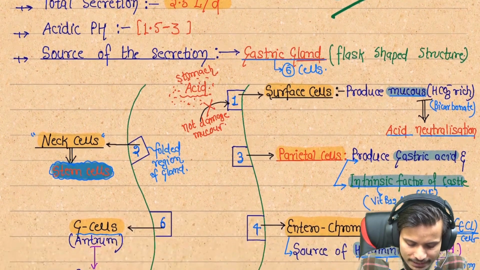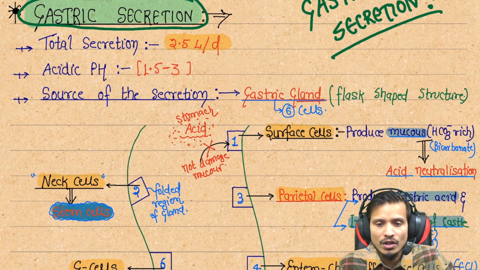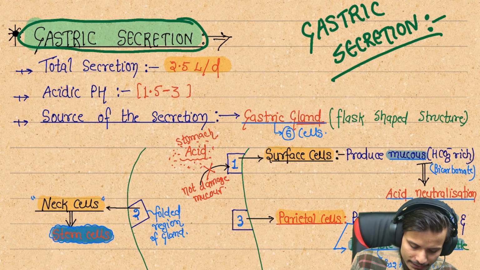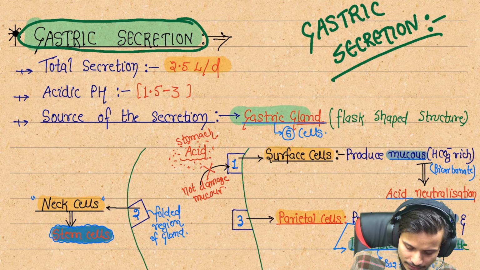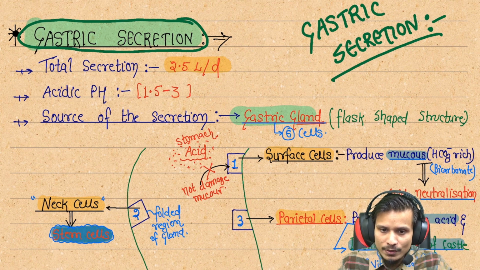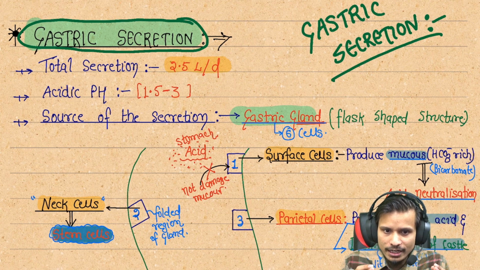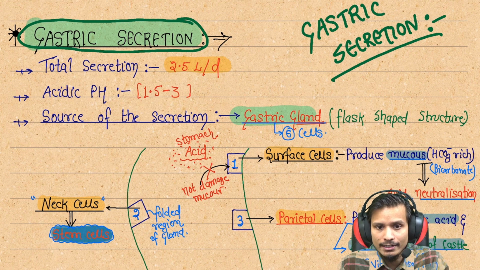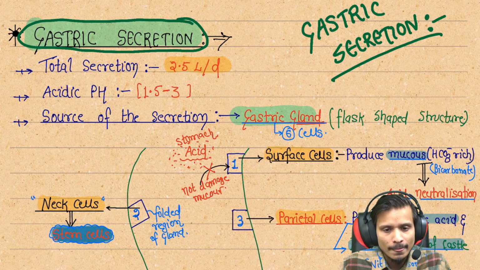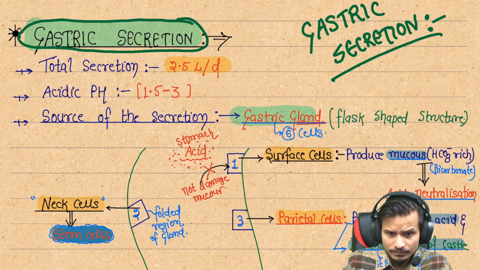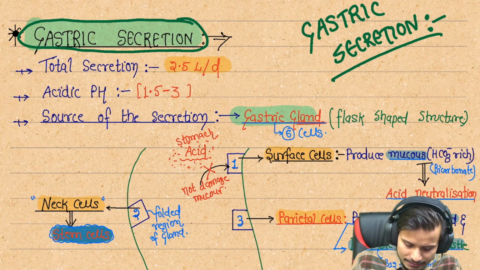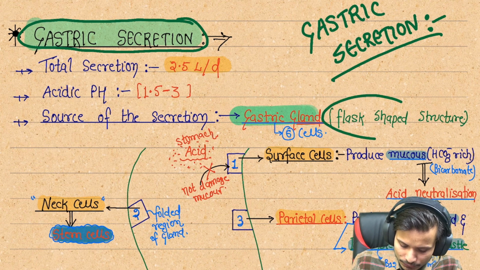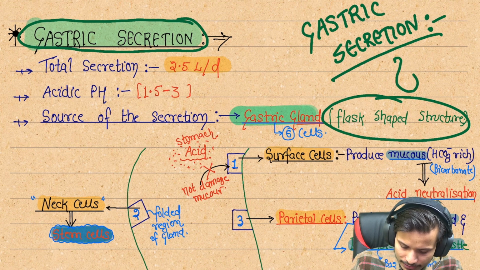What is the main source of this secretion in our stomach? Here an important term is the gastric gland. The gastric gland is situated in the layers of the stomach wall. As we discussed in the previous topic, there are layers like the serosa, muscularis externa, and after that the submucosa and mucosa. These glands are situated in the mucosal and submucosal layer. These gastric glands are flask shaped.